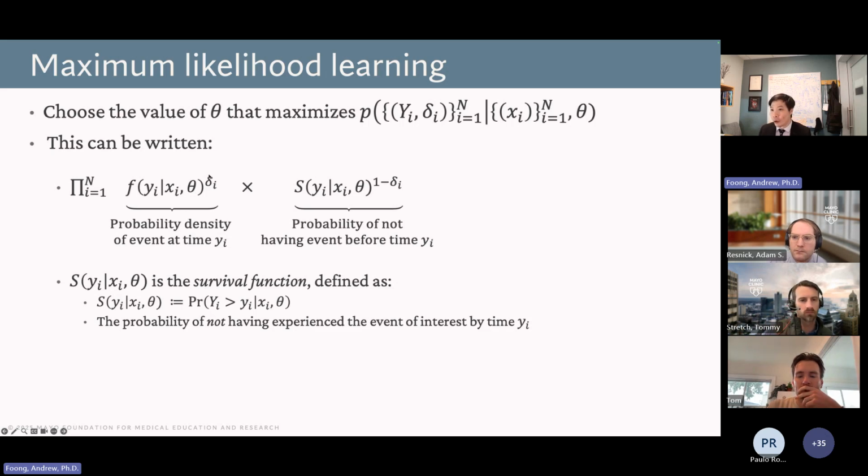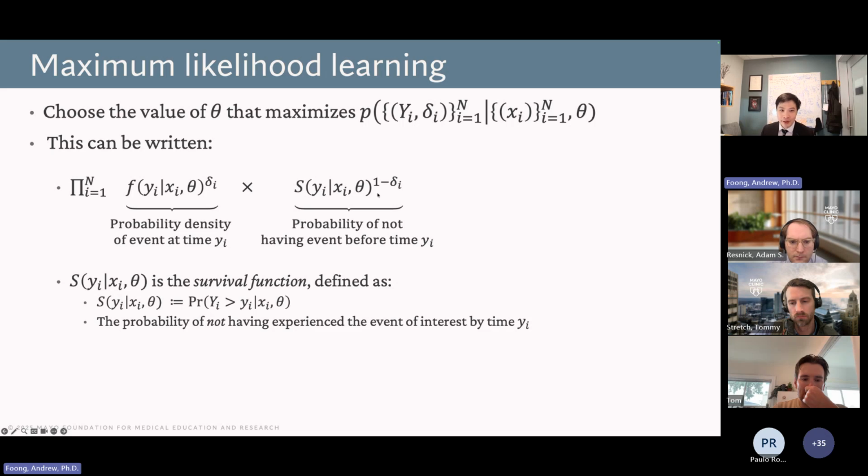If delta I equals 0, that means you didn't observe the event. If you didn't observe the event, this gets raised to the power of 0, which in other words means that it just disappears from the likelihood. So if you didn't observe the event, obviously, there's no contribution for the probability density of the event at that time.